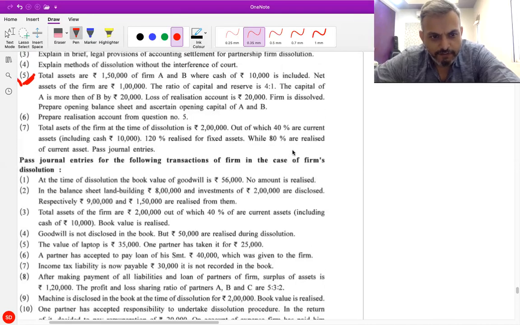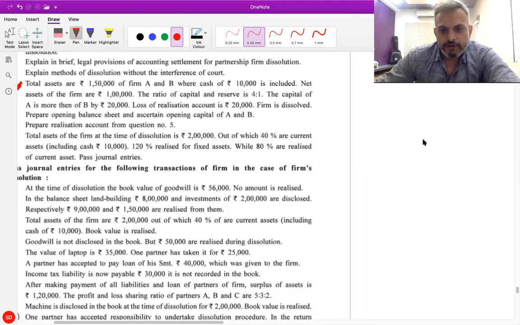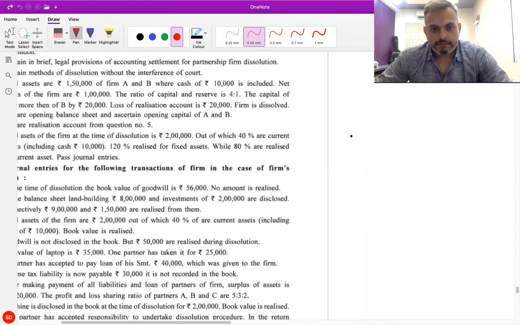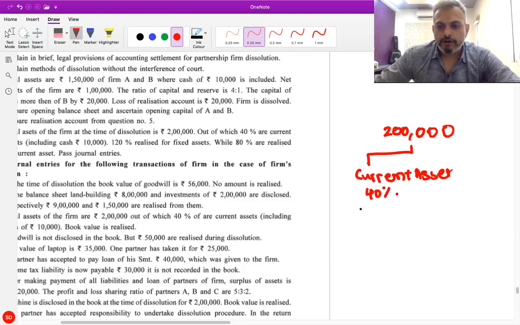Now, in question number 7, again you have to mark this as important. Total asset of the firm at the time of dissolution is 2 lakh, out of which 40% are current asset. So total asset is two lakh, of which 40% are current. So current asset is 40%. So 40% of 2 lakh is 80,000.